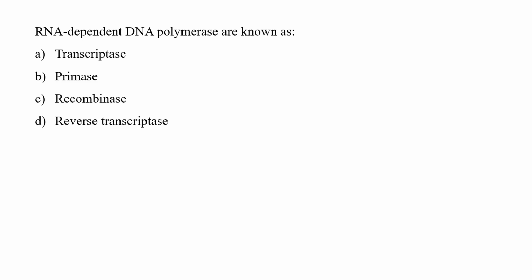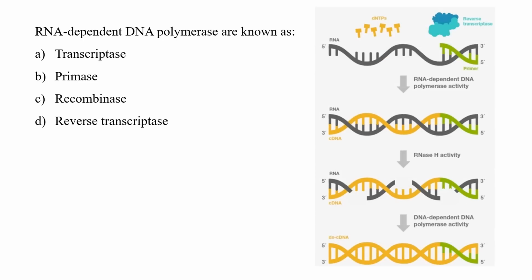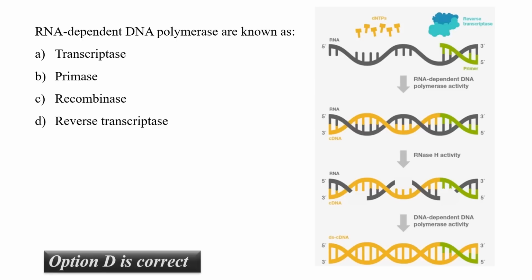RNA-dependent DNA polymerases are known as transcriptases, primases, recombinases, or reverse transcriptases. So any DNA polymerases which use RNA as a template in order to synthesize DNA are called reverse transcriptases. So reverse transcriptases are RNA-dependent DNA polymerases that make cDNA from an RNA template. This kind of enzyme was first discovered by Baltimore in HIV, for which he was awarded the Nobel Prize.